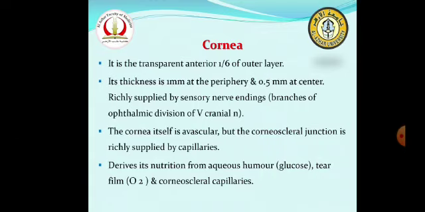The cornea itself is avascular, but the corneoscleral junction is richly supplied by capillaries. It derives its nutrition from aqueous humor in the form of glucose, tear film in the form of oxygen, and corneoscleral capillaries.